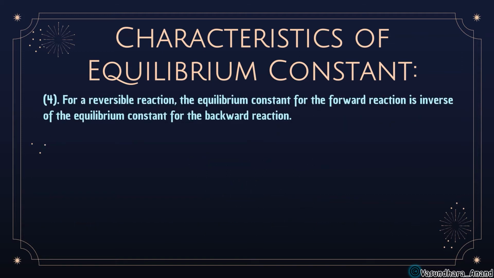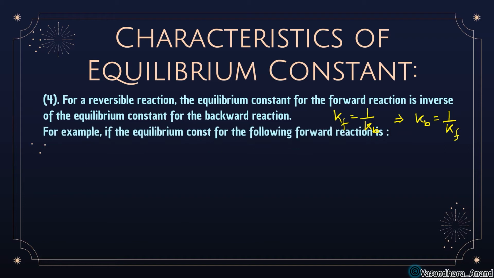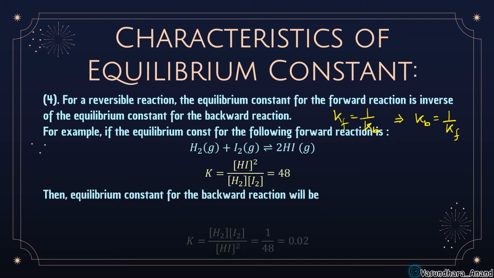Now another point, for a reversible reaction, the equilibrium constant for the forward reaction is the inverse of the equilibrium constant for the backward reaction, and we have done a question on this. The equilibrium constants of the forward and backward reactions mean that Kf will be equal to 1 upon Kb, or similarly Kb will be equal to 1 upon Kf. It will be the inverse. We did this yesterday also in the previous video. For example, if the equilibrium constant for the forward reaction H2 plus I2 changing into 2HI is 48, then obviously for the backward reaction it will be 1 by 48, that means 0.02. I hope it is clear.